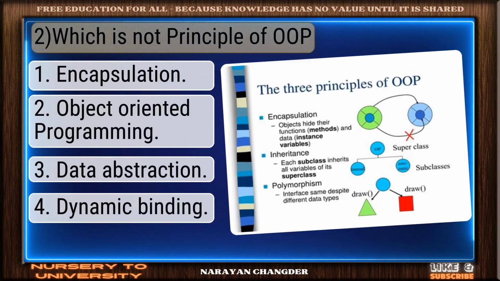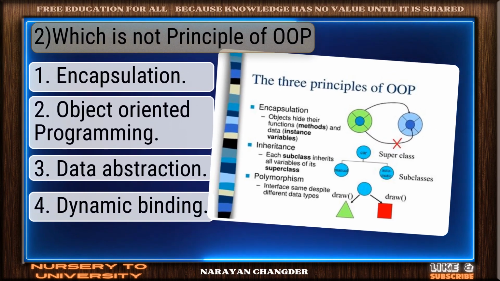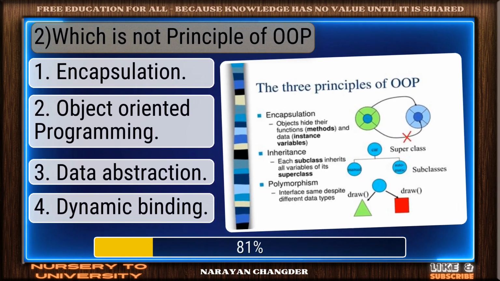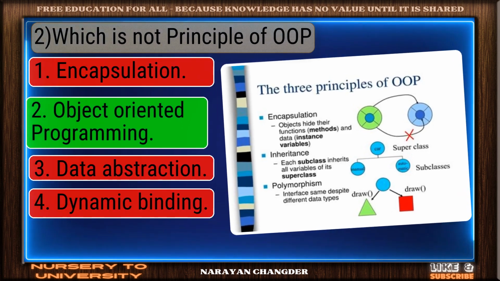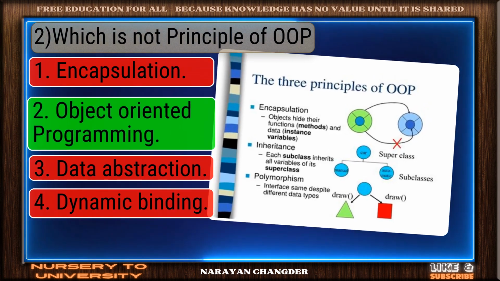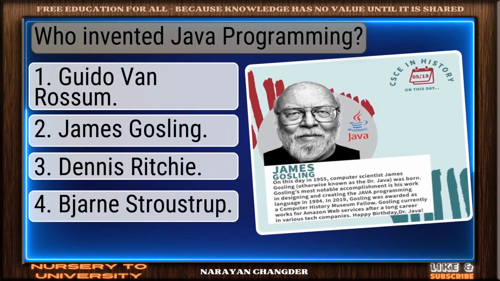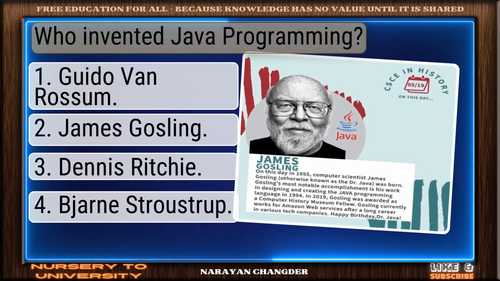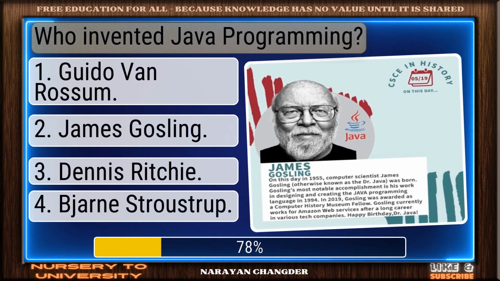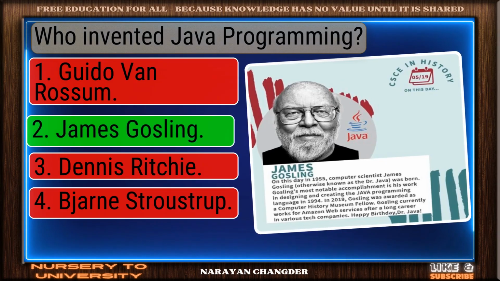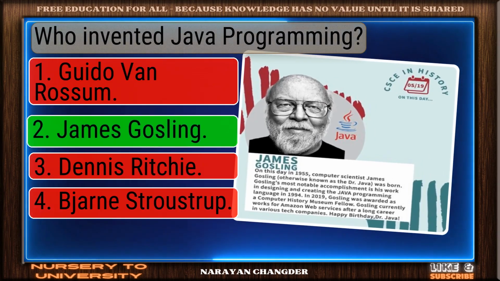Question number 64. Which is not a principle of OOP? Great thinking. Object-oriented programming is the right choice. Question number 65. Who invented Java programming? Nicely done. James Gosling is a solid answer.